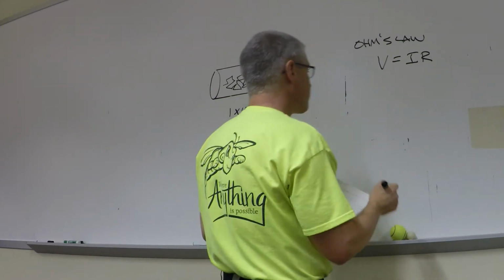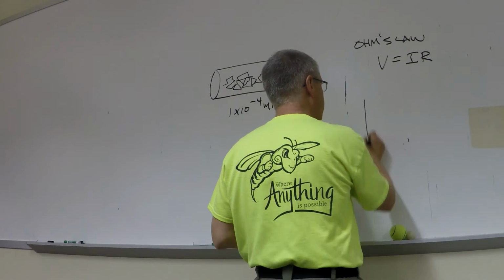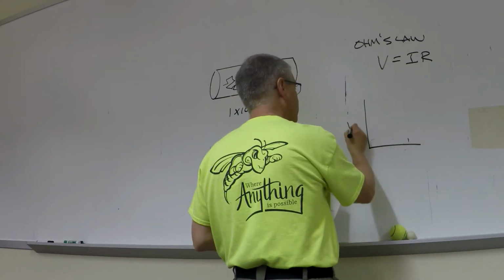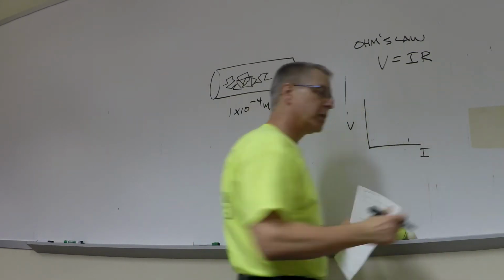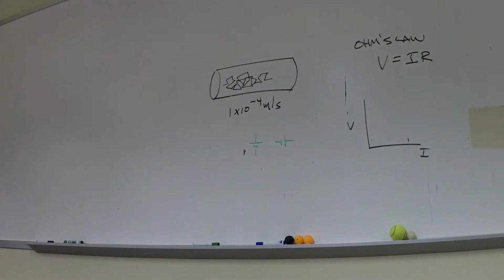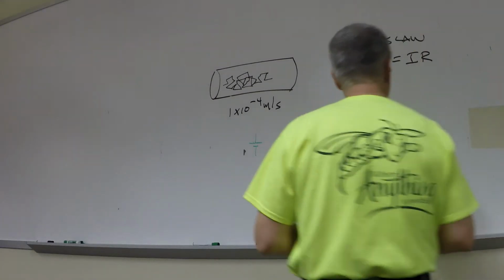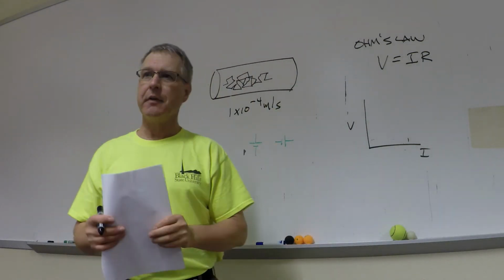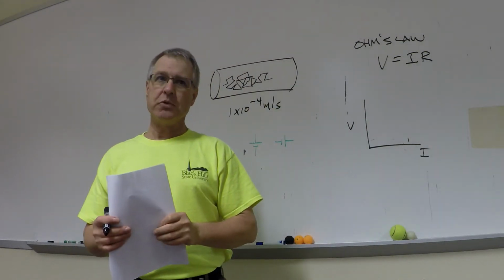You may notice that this is a linear equation, that if I plot voltage here and current here, so I do a little experiment, I've got some resistor, I apply some voltage, measure a current, apply a different voltage, measure the current, apply another voltage, measure the current, and plot that on here. What should that plot look like if my resistor does follow Ohm's law?